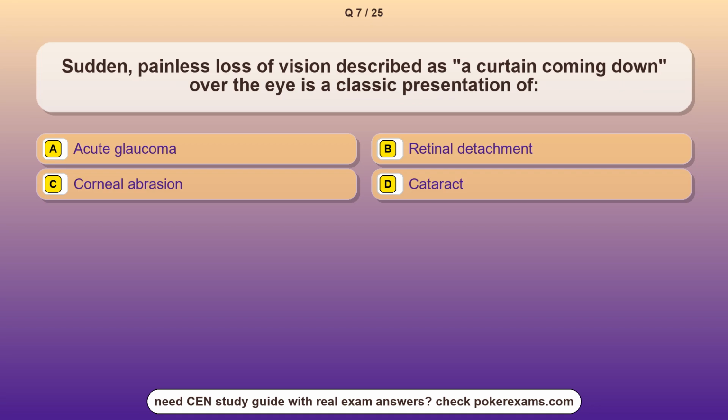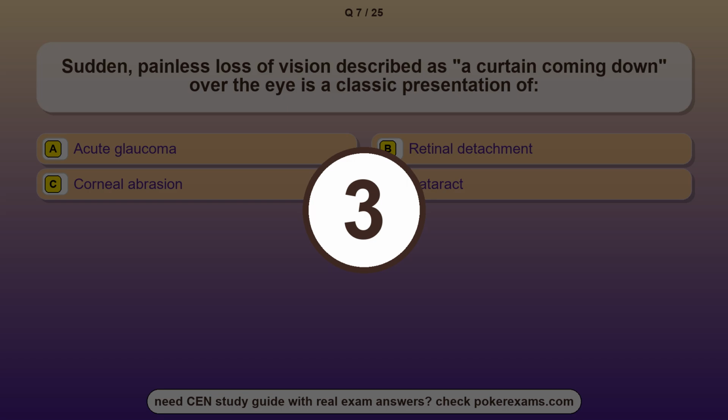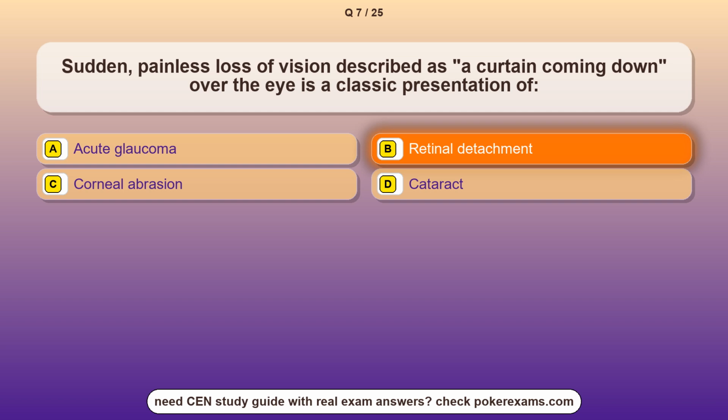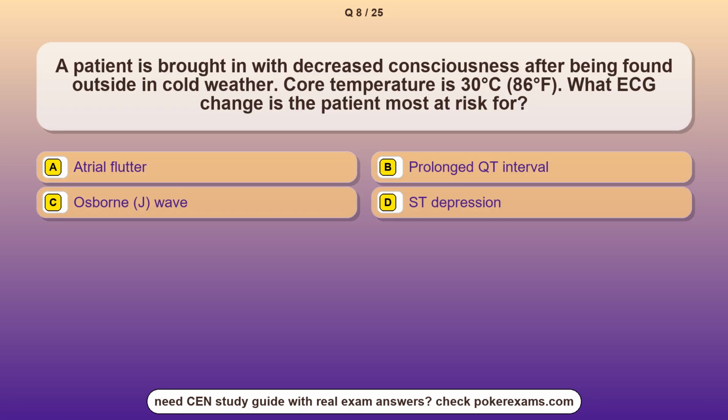Question 7. Sudden, painless loss of vision described as a curtain coming down over the eye is a classic presentation of: Option A. Acute glaucoma. Option B. Retinal detachment. Option C. Corneal abrasion. Option D. Cataract. The correct answer is option B. Retinal detachment.